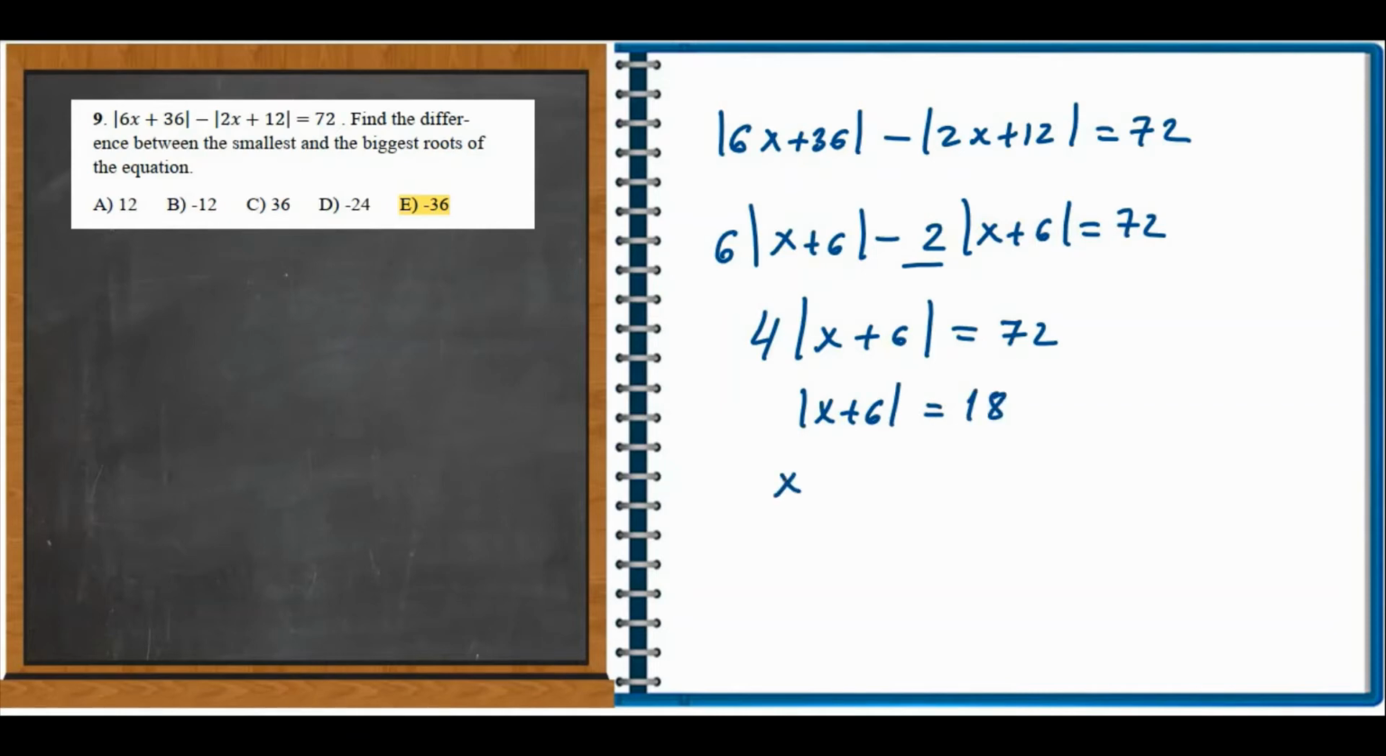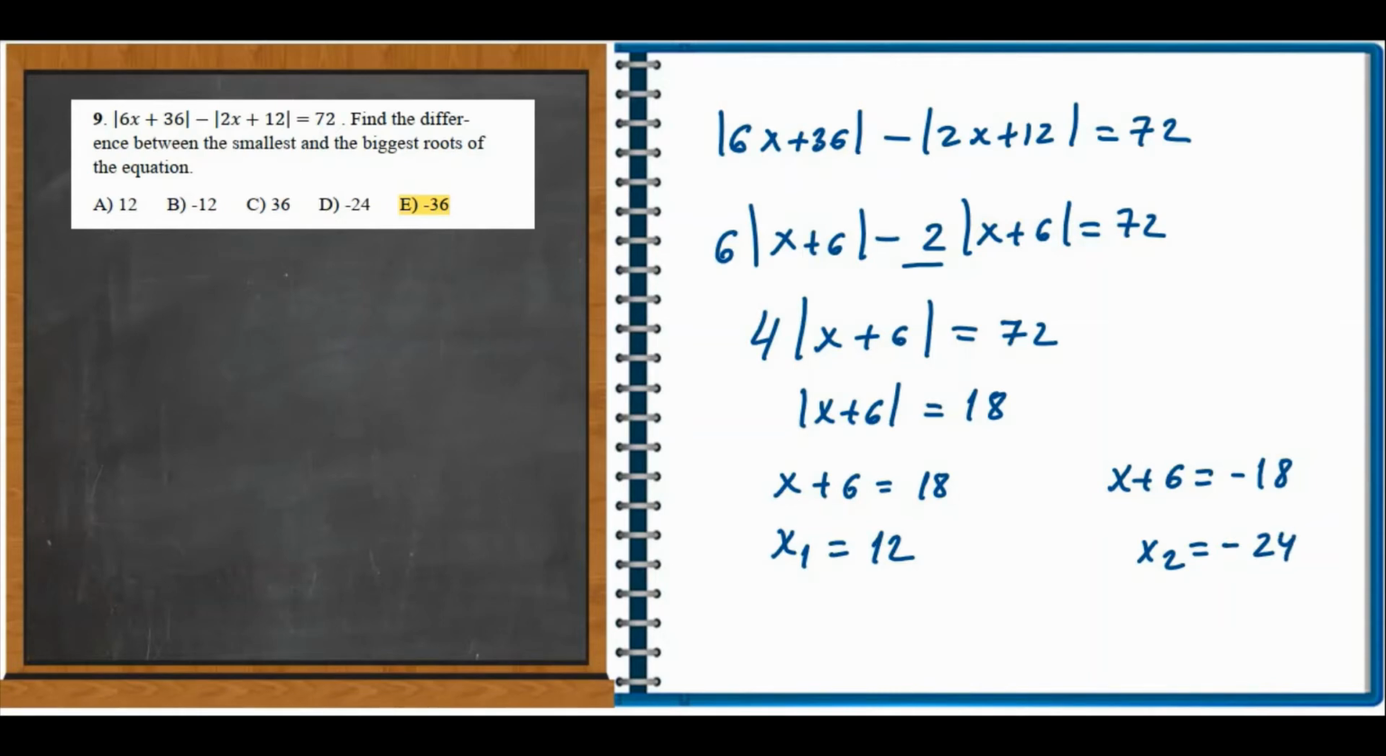We know that x plus 6 is 18. On the other side, x plus 6 can be negative 18 because the absolute value of a negative number is also positive. So x1 equals 18 minus 6, which is 12. x2 equals negative 18 minus 6, which is negative 24.